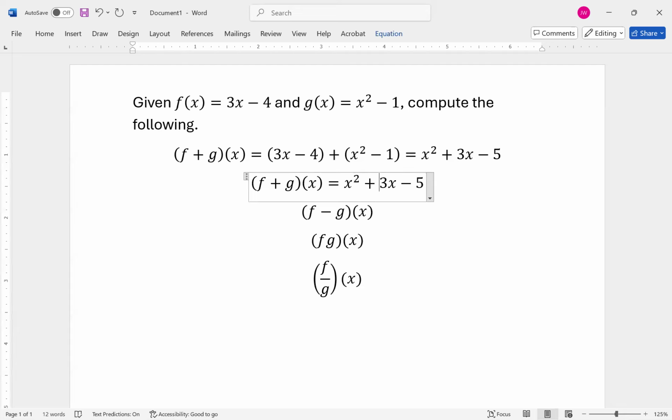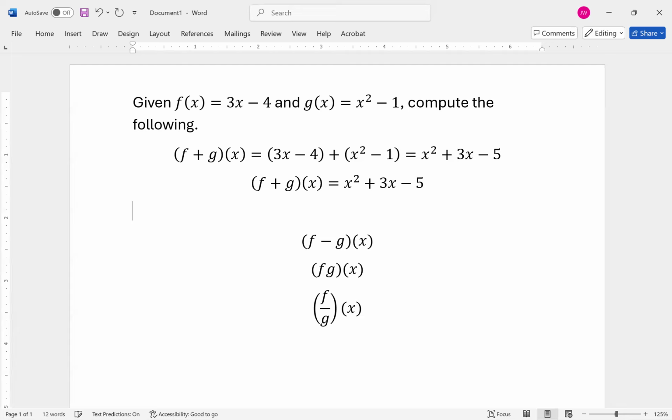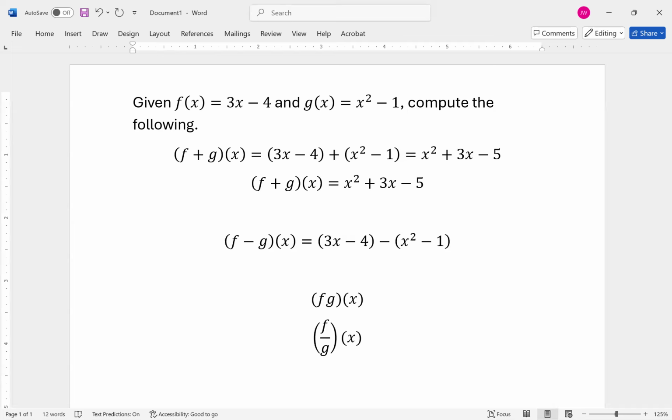And we can do a similar thing for every single operation. Let's subtract. Let's take f minus g of x. Be careful when you subtract because the f here, 3x minus 4, has two terms in it. The g of x also has two terms. That is, the output of g of x has two terms. When you subtract, you have to distribute the negative sign.